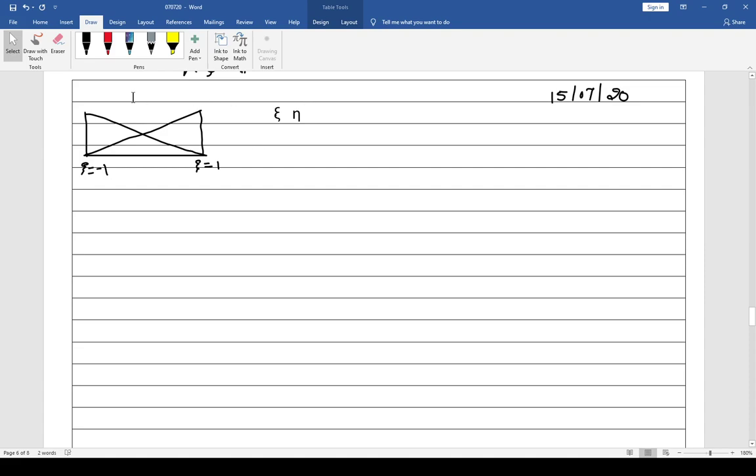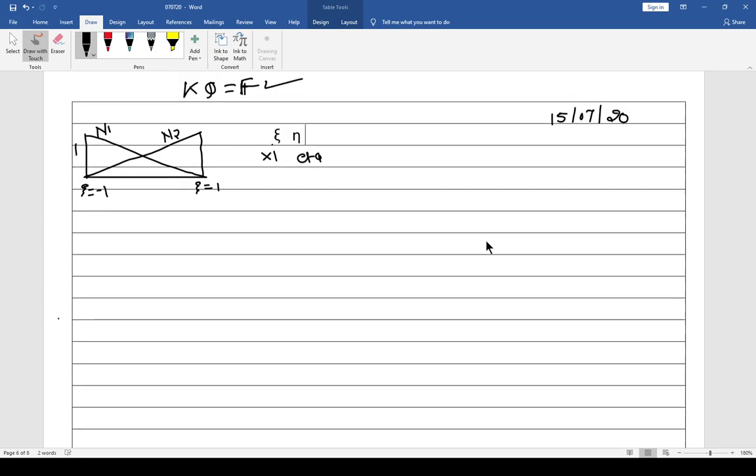So this is my xi and this is my eta. Okay, so we are going to use this symbol now. Now here n1 is 1 and n1 is 0 at other location. So this is what is n1 and this is what is n2.